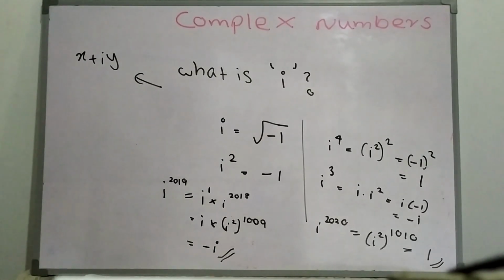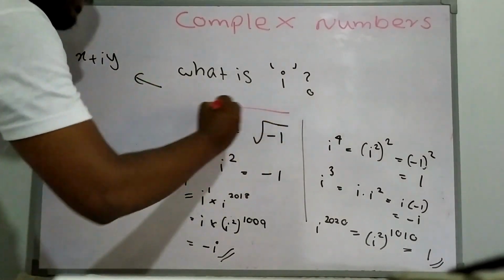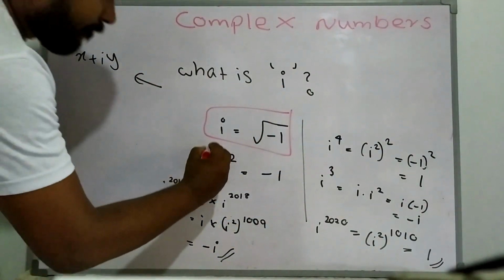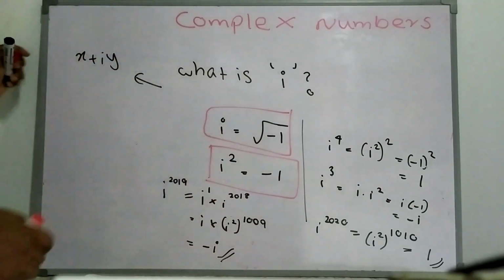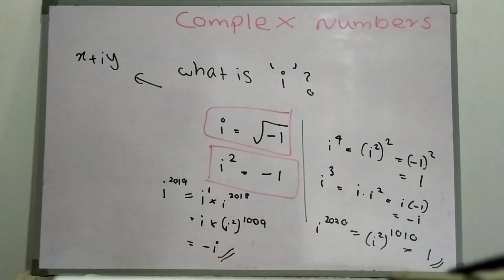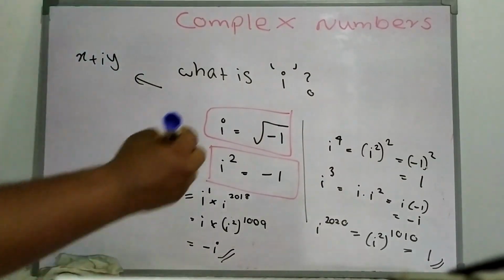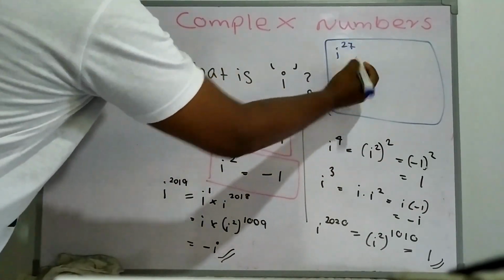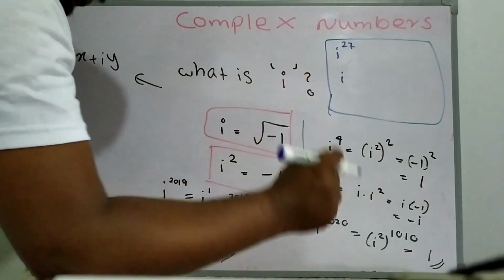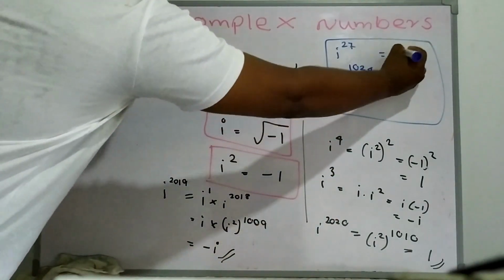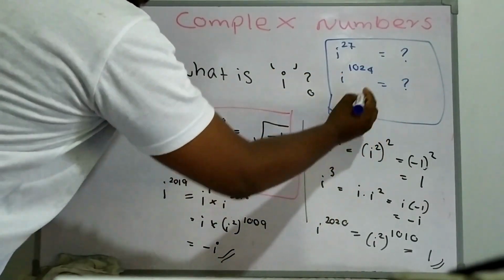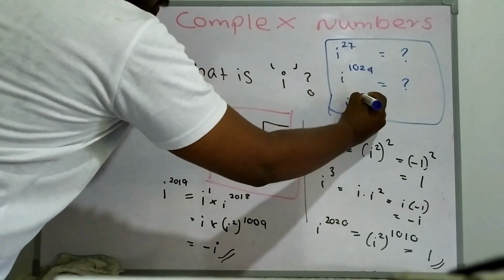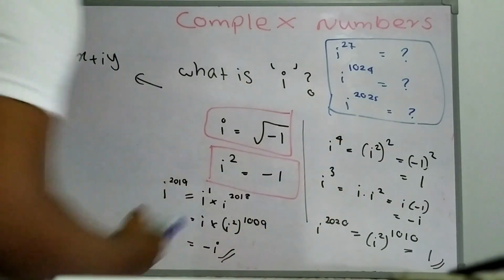So actually i is known as the imaginary unit. The definition of i is square root of minus 1. You have to memorize these two. Now you can try i to the power 27, i to the power 1024, right? You can try these. i to the power 2025, right? Try yourself.